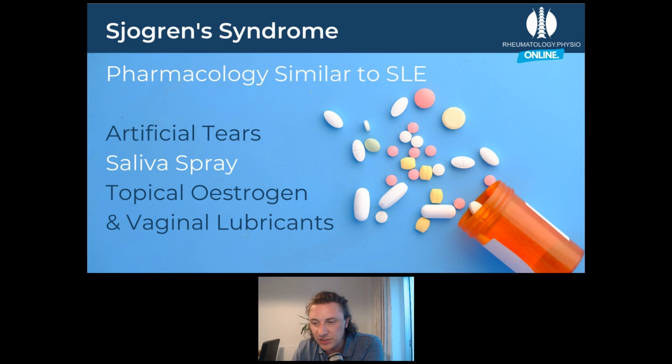The Sjogren's syndrome pharmacology is very similar to SLE. It's pretty much the same. In fact, when you look at the medications, you can obviously use artificial tears to help with the dry eyes, and there are saliva sprays available as well. And then topical estrogen and vaginal lubricants can be really quite effective to manage the vaginal dryness. So all in all, Sjogren's syndrome is a little bit easier. And you don't need to necessarily worry about it if they don't have those excretionary symptoms.